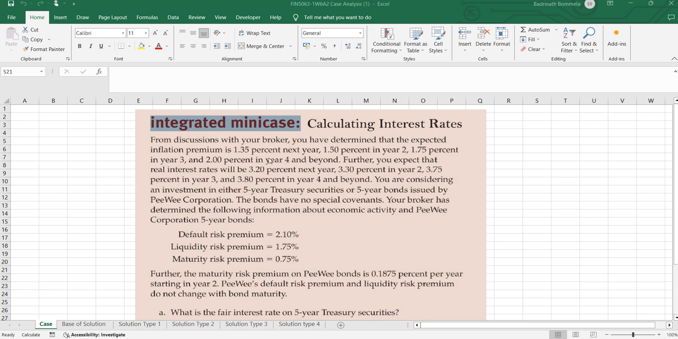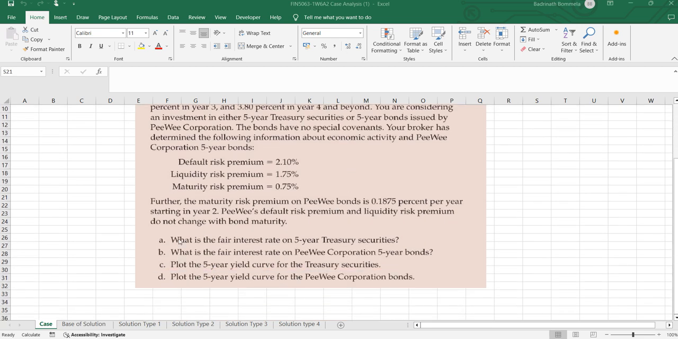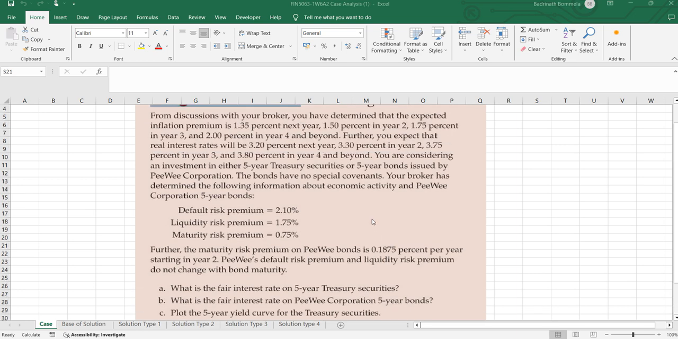One is investing in treasury securities. The second one is investing in bonds. Based on the market risk premiums and other values, we are supposed to address these four questions. However, there is a requirement of writing a 1500 words document.